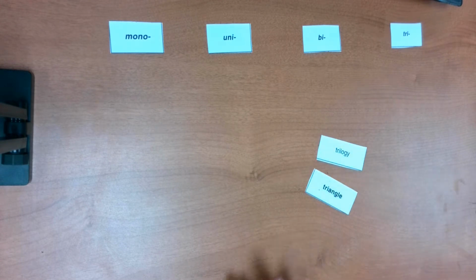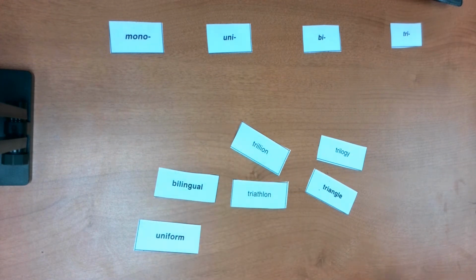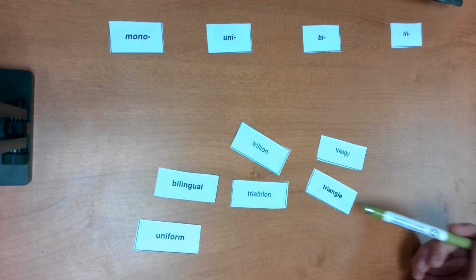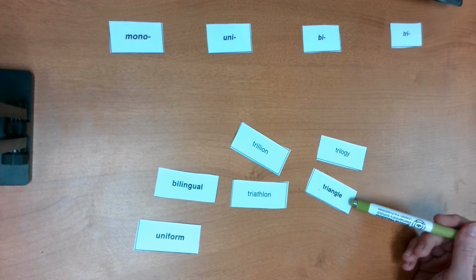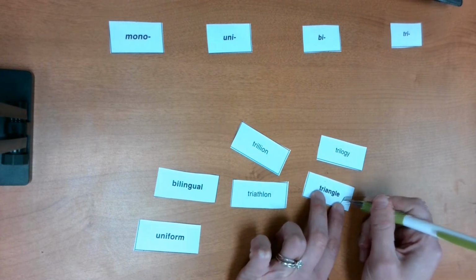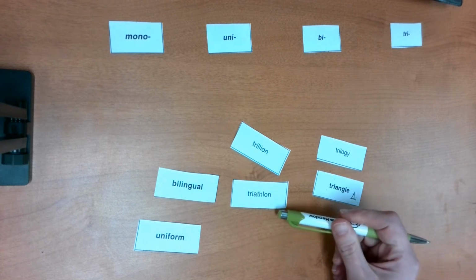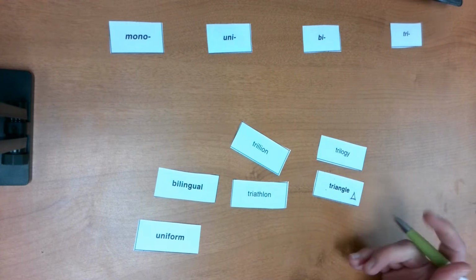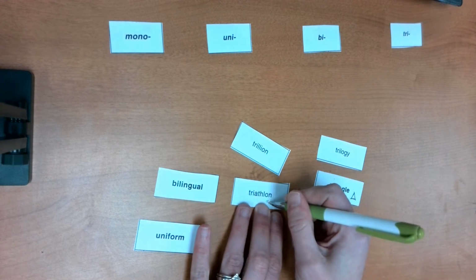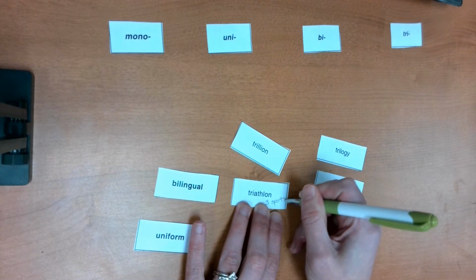I pulled out some of the words from your sort that I thought you might know the definition of. When we think about a triangle, triangle is three sides, right? Triangle. When I think about a triathlon, I know my brother just ran a triathlon, swam a triathlon, biked a triathlon, and this is 3 different sports in a race.